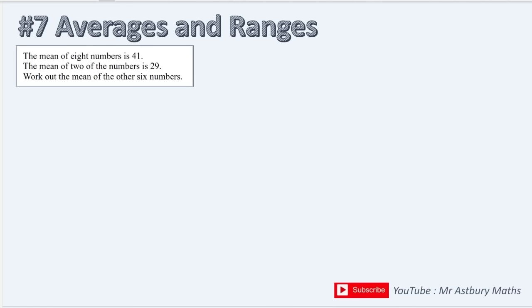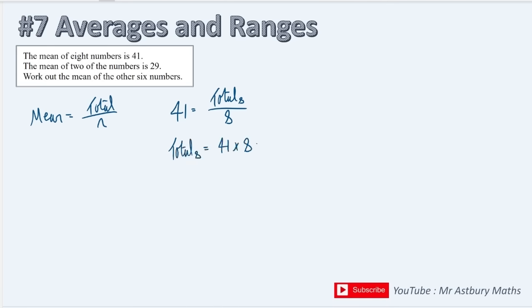Okay, these questions come up really frequently in the IGCSE. And we need to use the fact that the mean is equal to the total divided by the number of numbers. In this instance, we have that the mean of 8 numbers is 41. So that tells me that 41 is equal to the total of those 8 numbers divided by 8. So the total of those 8 numbers is equal to 41 times 8, which is 248.